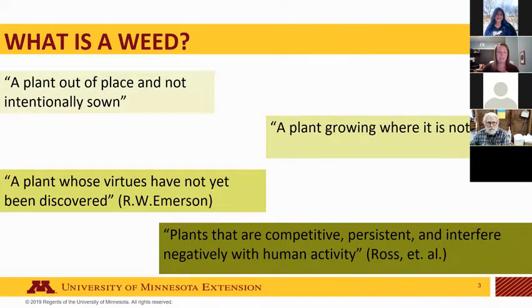So first, let's start at the very beginning. What is a weed? There's a lot of different definitions out there for what a weed is. One of my favorites is a plant that is out of place and not intentionally sown. So anything can be a weed if it's not growing where you want it to be growing. Even a raspberry plant can be a weed if it's spread out from where it's supposed to be growing.